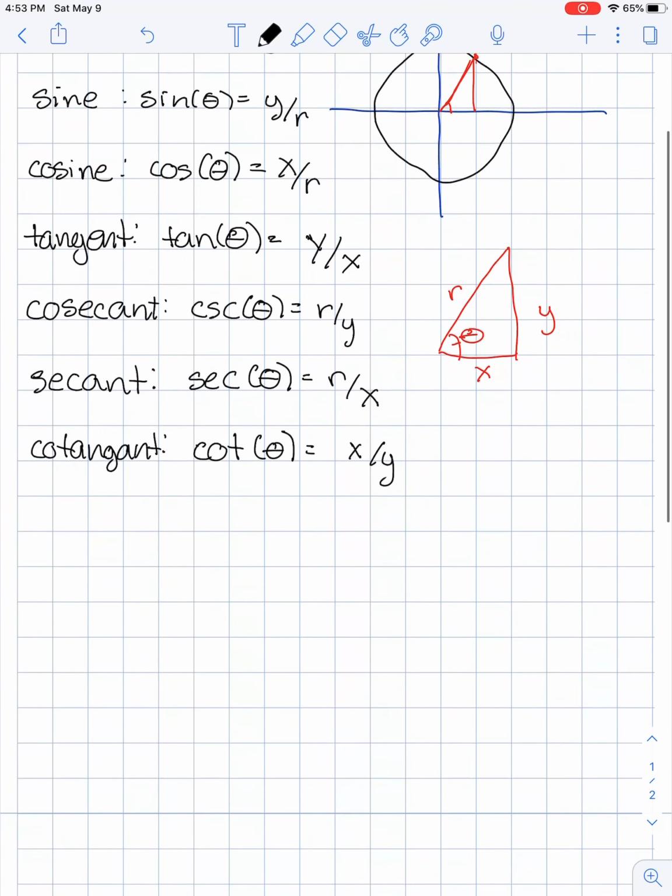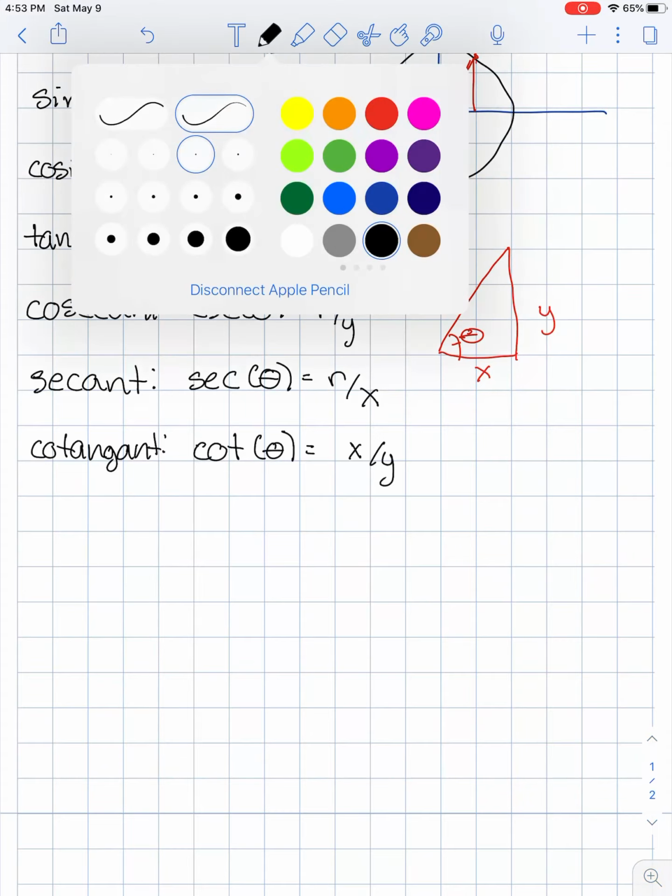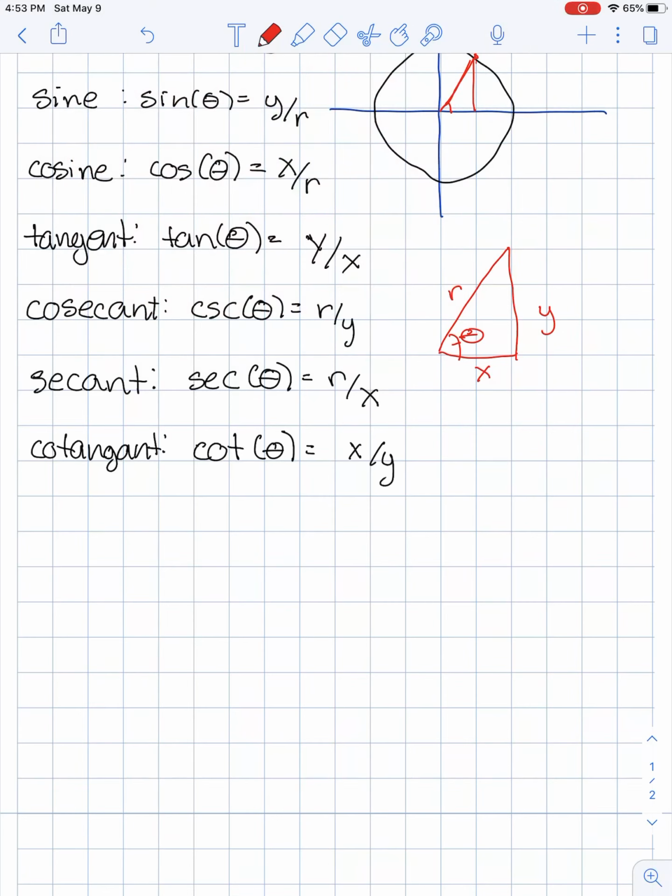We're actually able to represent each one of these bottom 4 in terms of sine and cosine. So we can rewrite them as a function of sine of theta and cosine of theta.